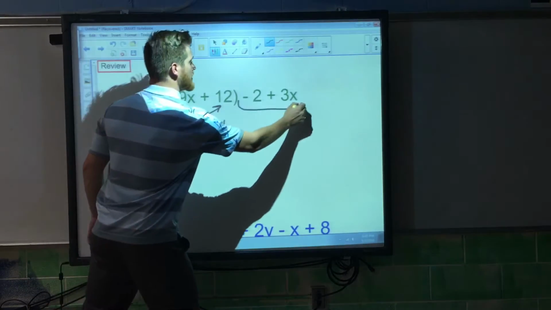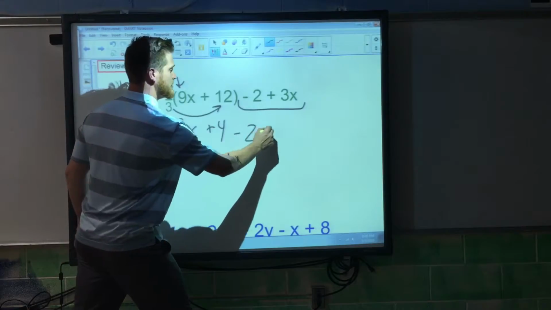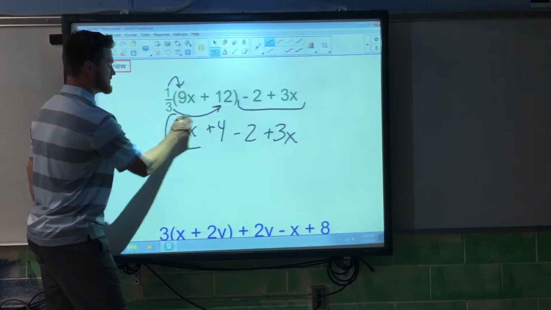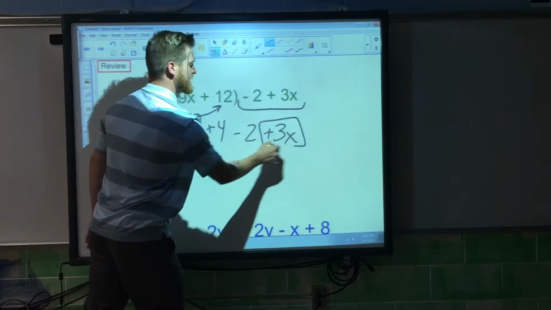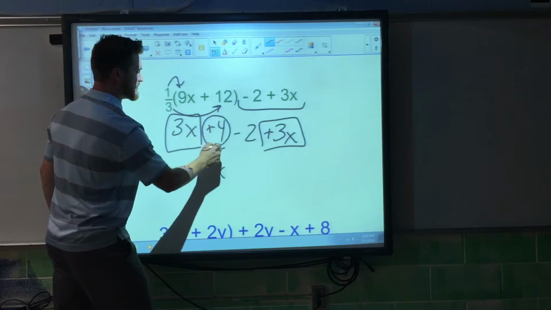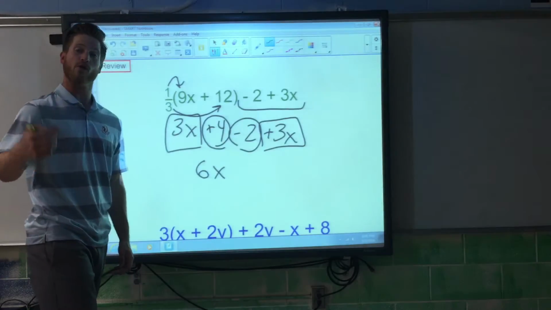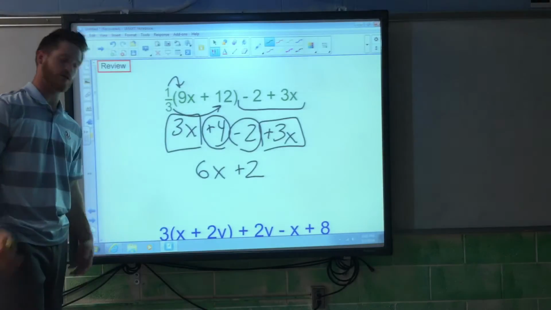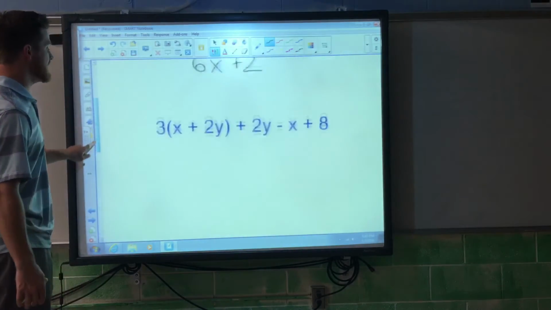The rest of the problem, go ahead and drop it down. Minus 2 plus 3x. Combining like terms, let's look at my x's first. 3x plus 3x is 6x. Almost done the problem. We have plus 4 minus 2. 4 minus 2 is 2. Your final answer is 6x plus 2, or 2 plus 6x.